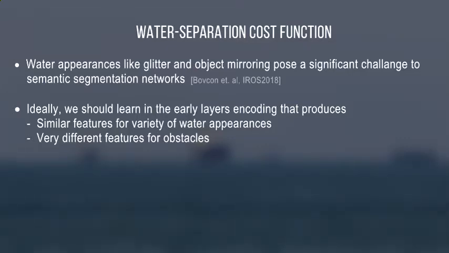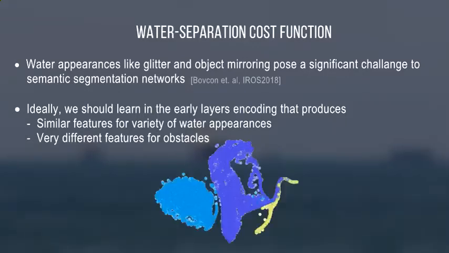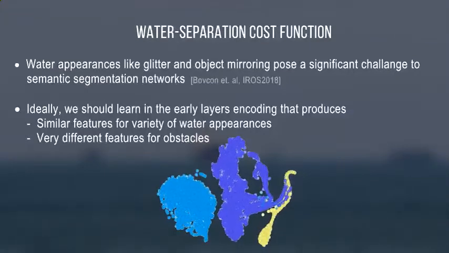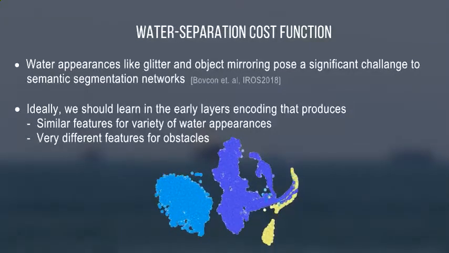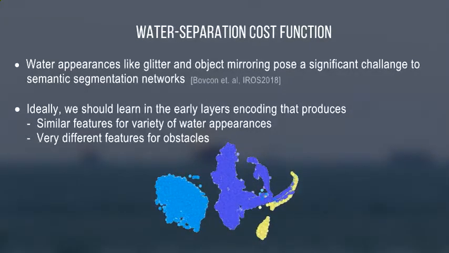For example, here are shown the initial features of different semantic components which are all mixed together. But using our proposed water-obstacle separation loss, we can cluster the water features into a tight cluster that is well separated from the obstacle features. This separation also makes the subsequent learning of the classifier in the higher layers of the network easier, and it utilizes better the capacity of the remaining layers.